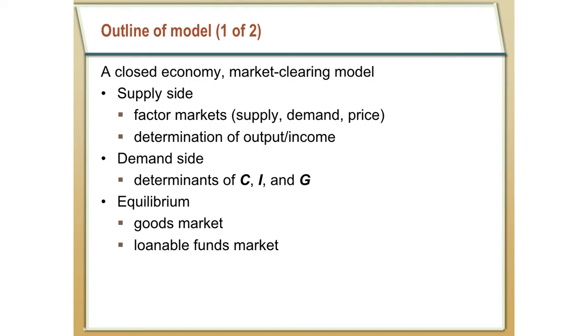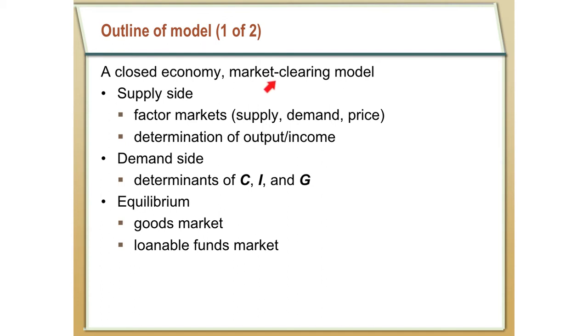Here's a brief outline of the model that we're going to develop. And again, this video is just going to focus on this first part here, the supply side of the economy. But a couple of terms I want to point out. A closed economy simply means that we are looking at just one economy. We're not looking at international trade and interactions between different economies. So we're assuming that there's no trade amongst countries.